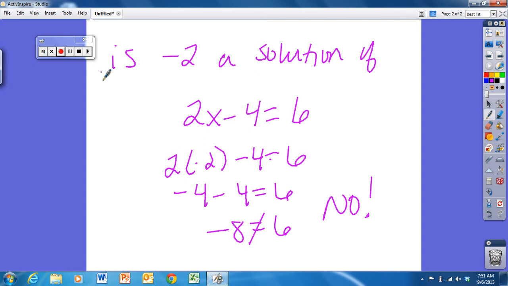And you could do that for any type of equation. It doesn't have to be linear. I could make this x squared, x cubed. You would always just plug the negative 2 in and see if it works, and that's how you tell if something is a solution.